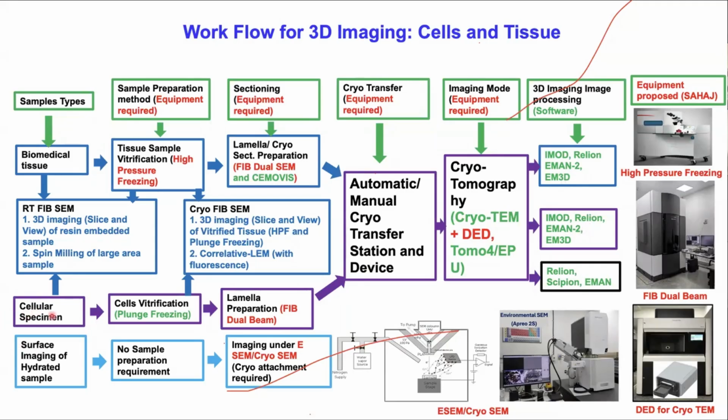However, if you have cellular systems, you can have two options. You can go with high pressure freezing, or you can have just plunge freezing with single side blot or double side blot. Prepare the lamella, and the same way you can generate your image. So these are the two types of sample.